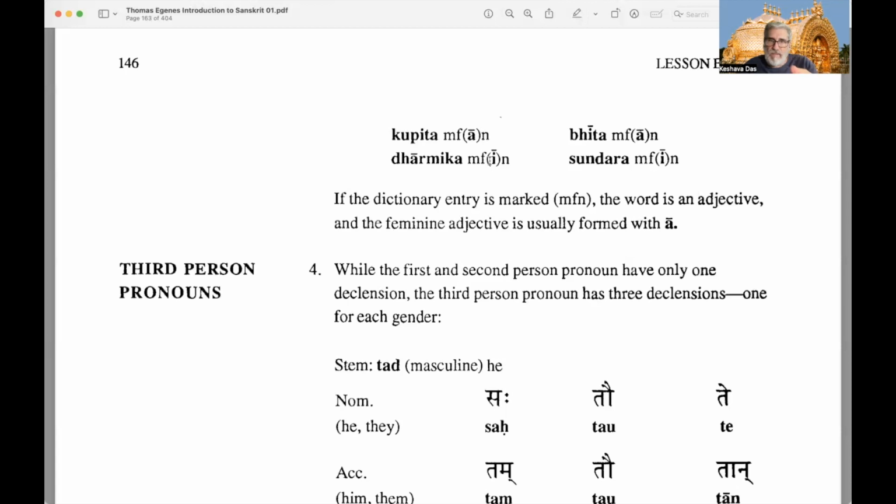So if the dictionary entry is marked MFN, the word is an adjective, and the feminine adjective is usually formed with the long A endings. He says it's usually in long A. So we've just learned all the usual ones. There'll be some exceptions, like dharmika and sundara, which are listed here, and we know they're exceptions because instead of long A after the F for feminine, it says long I. So it's giving us a hint in the dictionary that we should use long I endings.